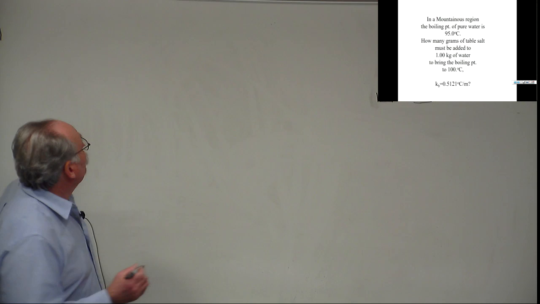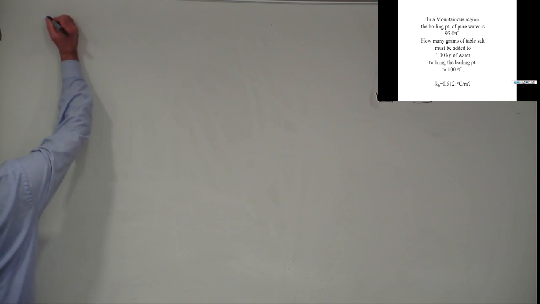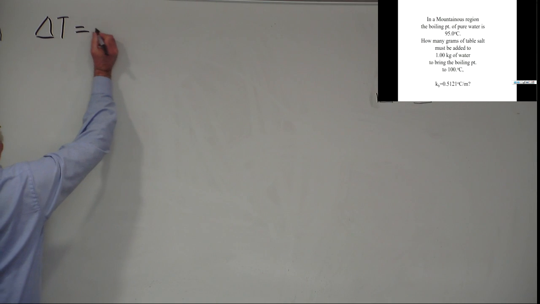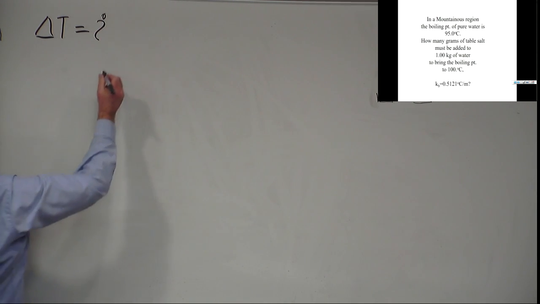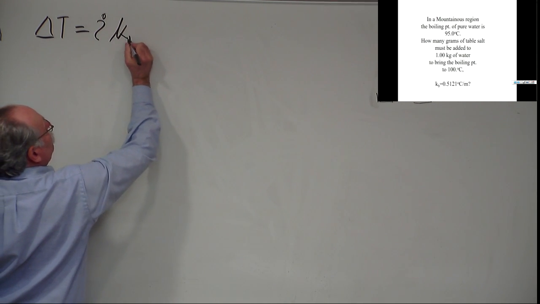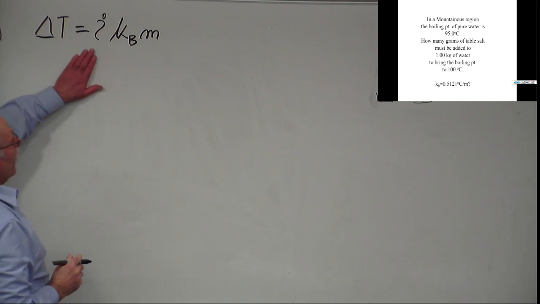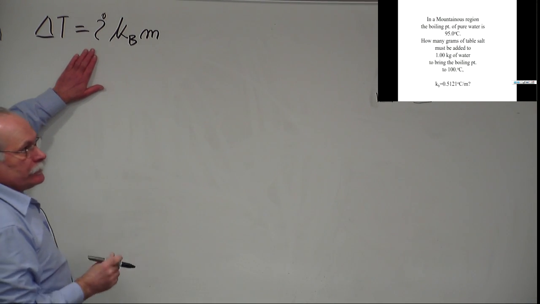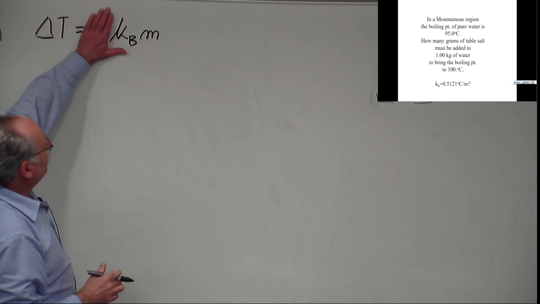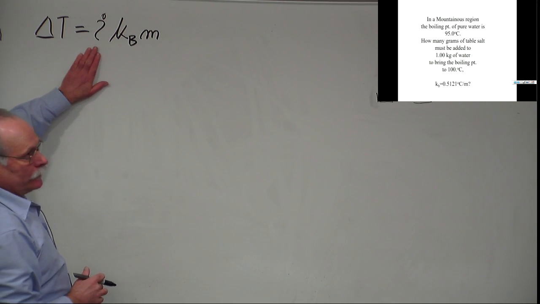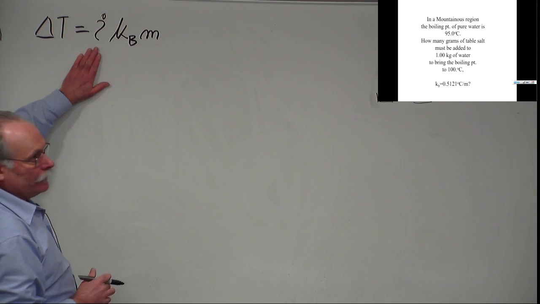Okay, so first we want the equation for boiling point elevation, and we know that delta T is equal to i, the Van 't Hoff factor, times Kb times m, the molality. And i represents the number of ions. If you have a non-electrolyte, it's 1, and that's why it's often omitted in this equation. But I like to keep it there all the time, just in case I have an electrolyte.